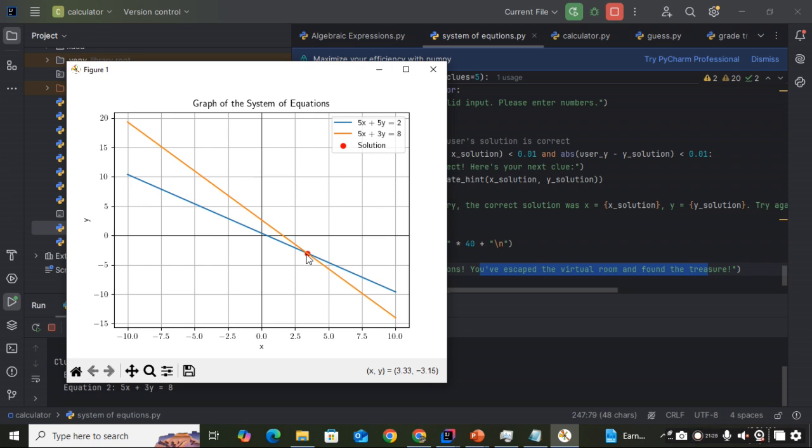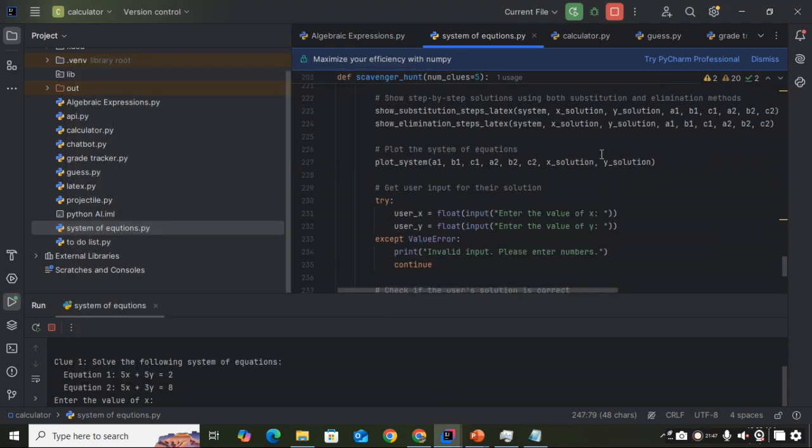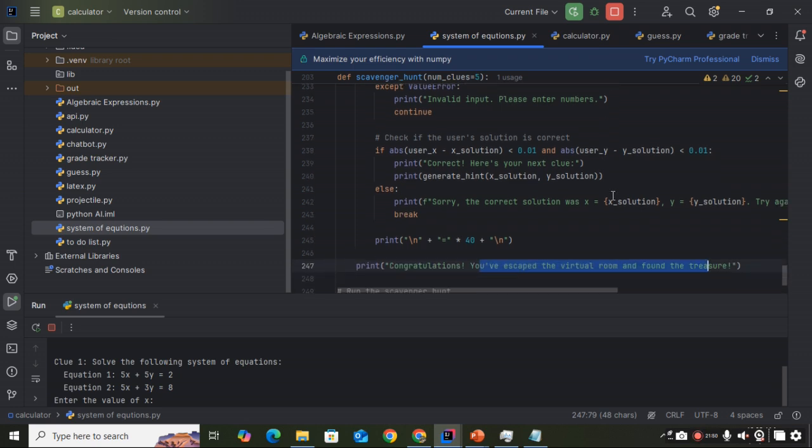If you see in the lower right portion, that's approximately 3.33 and negative 3.15, which is relatively close to the true answer, which is 3.4 and negative 3. Okay, so we have to input the correct answer now, so we try to see that. There's a tolerance here of 0.01, so you can adjust that if you want a higher tolerance.